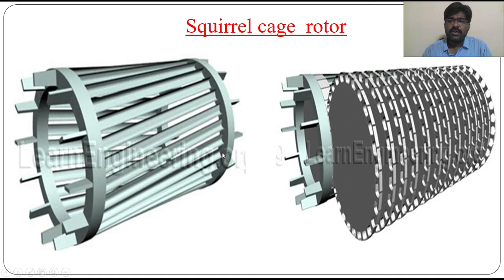This is a further representation for more clarification. This complete structure looks like a cage. That is why it is given the name squirrel cage rotor. By looking at the structure, what is the immediate picture coming to our mind? It looks like a cage only. That is why it is called a squirrel cage rotor.